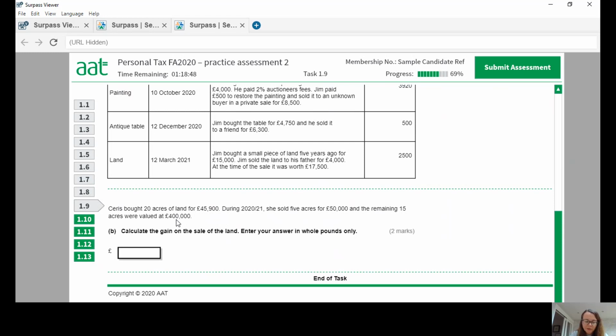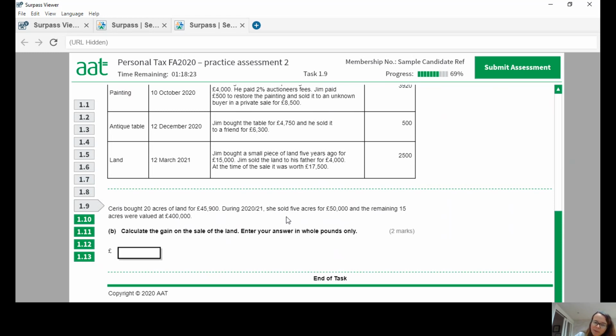So that's obviously 450. So 50 divided by 450 is 0.1 recurring, not that that really matters, just keep it in your calculator. And then multiply that by the original cost of the whole lot. So that gives me 5,100 as the cost of the 5 acres that have been sold.